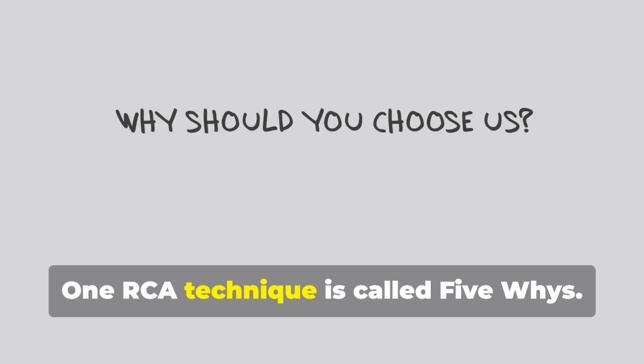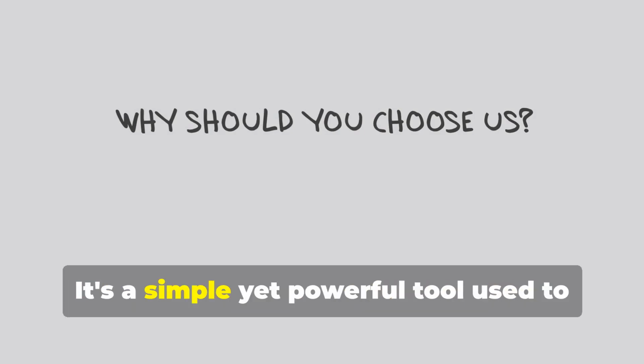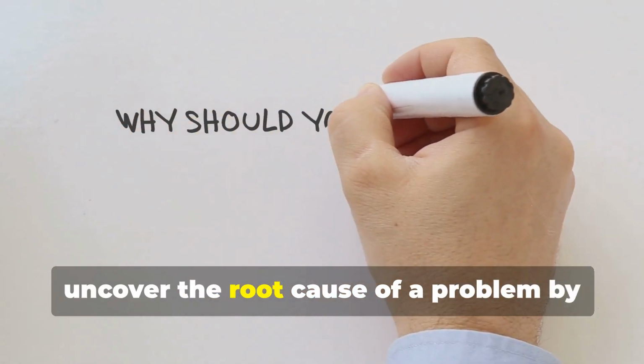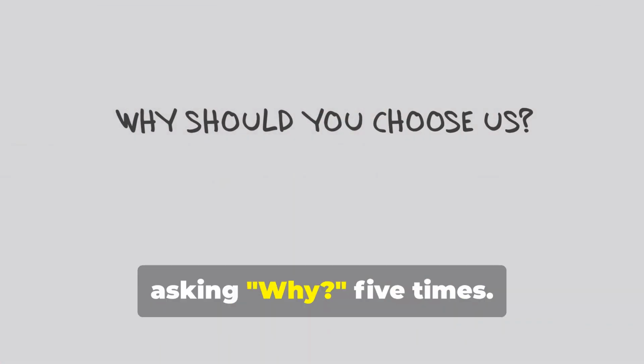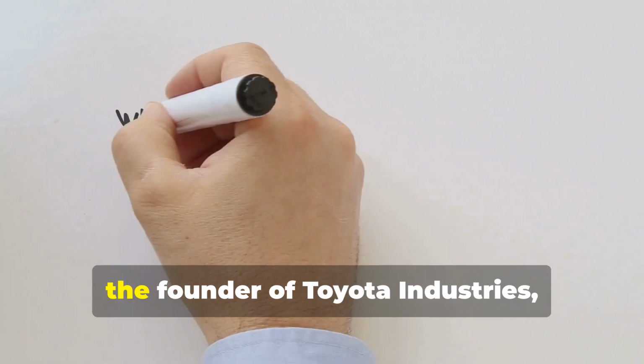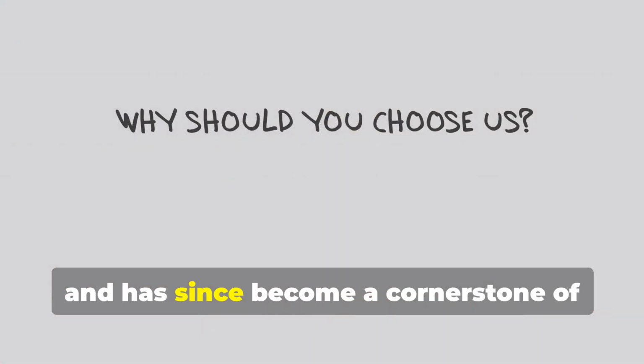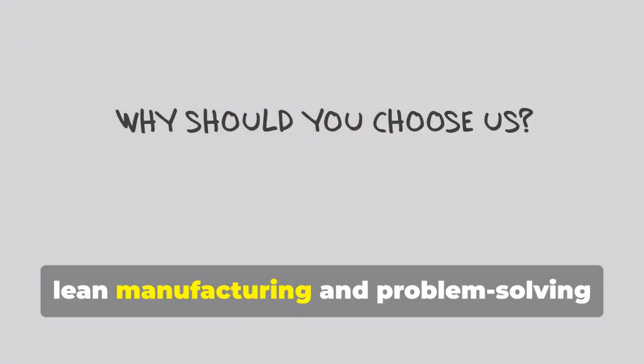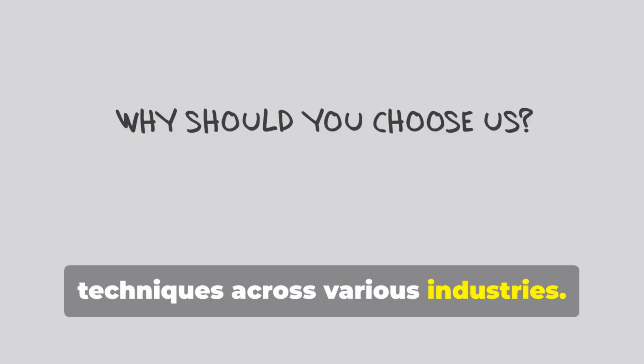One RCA technique is called 5 Whys. It's a simple yet powerful tool used to uncover the root cause of a problem by asking why 5 times. This method was originally developed by Sakichi Toyoda, the founder of Toyota Industries, and has since become a cornerstone of lean manufacturing and problem-solving techniques across various industries.